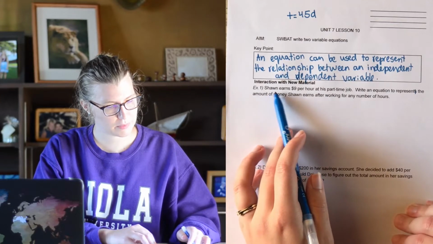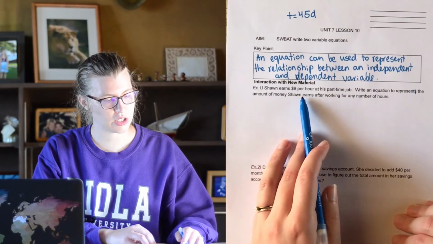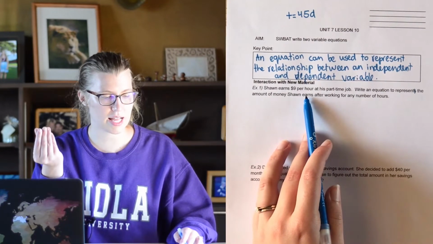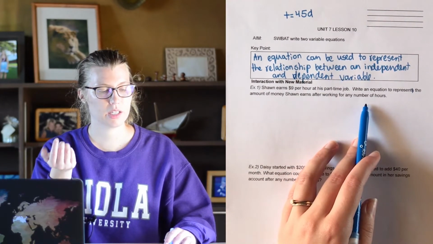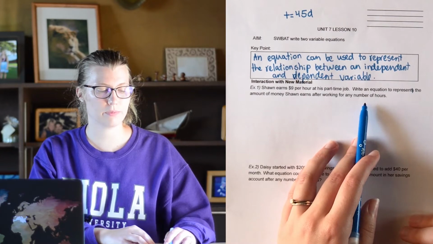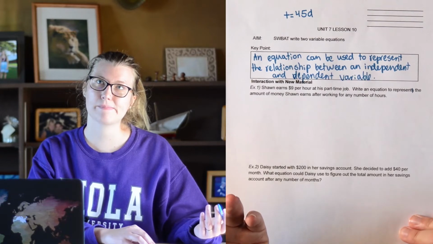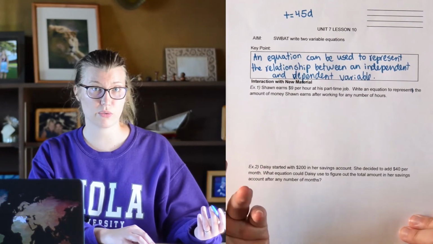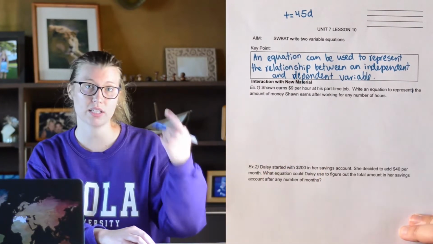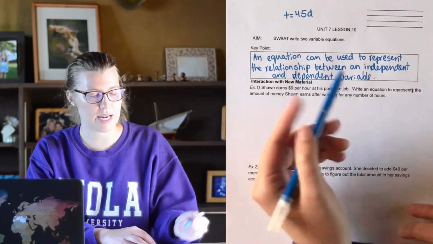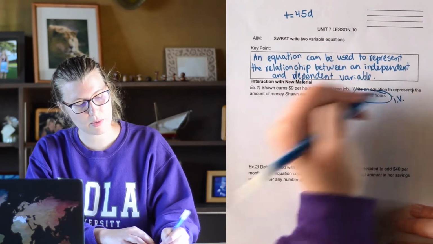So let me see again. Sean earns $9 per hour, okay. Write an equation to represent the amount of money Sean earns. That's definitely one, how much money he gets after working for any number of hours. Okay? So that any number of hours is a variable. Let me think about that. Does he get to decide? Does that depend on anything? I don't think it depends on anything, right? Maybe his boss, but maybe he has a job where he can decide how many hours he works. That's all his decision. Doesn't depend on anything. So actually our number of hours is going to be our independent variable.